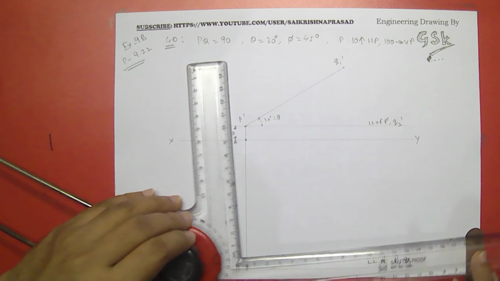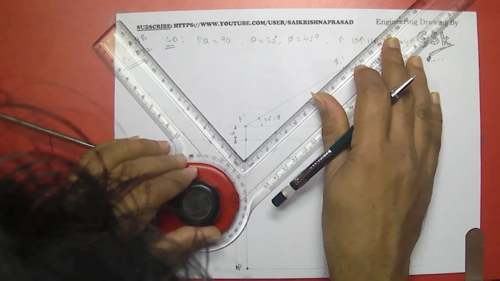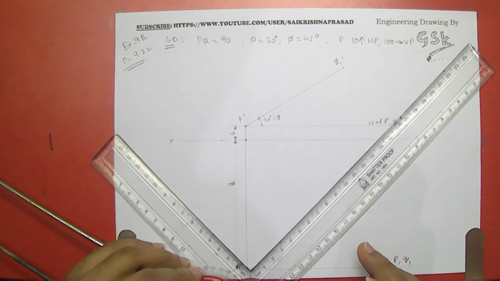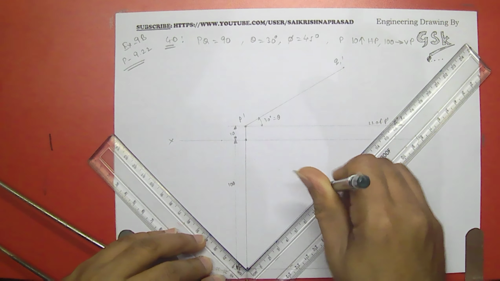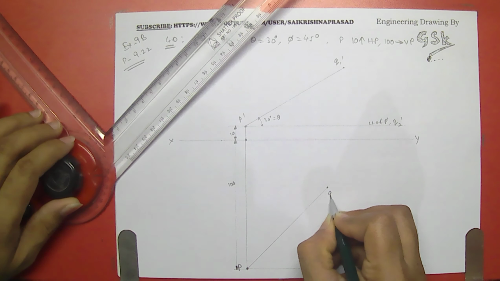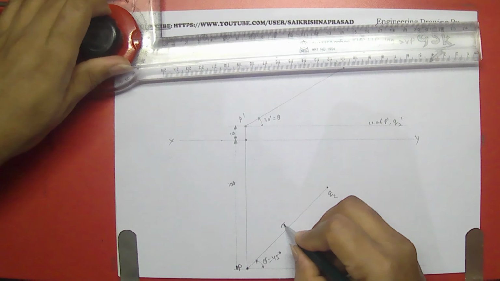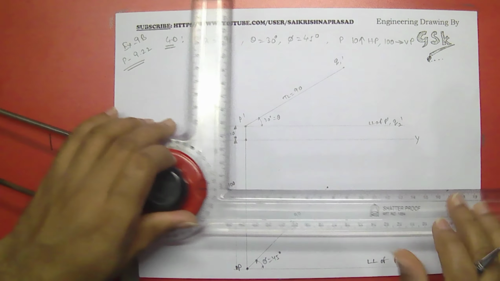Now from here I have to make an angle of 45 degrees this side. Let me measure the 45 degrees on the scale, and from here I'm drawing this line up to 90, and this would become Q2. And phi is equal to 45 degrees over here, and this is true length 90.